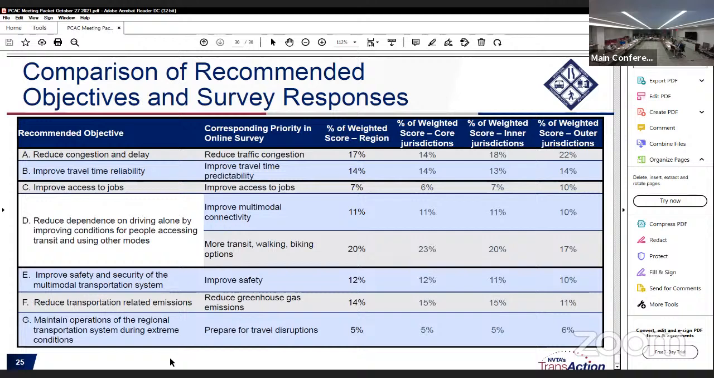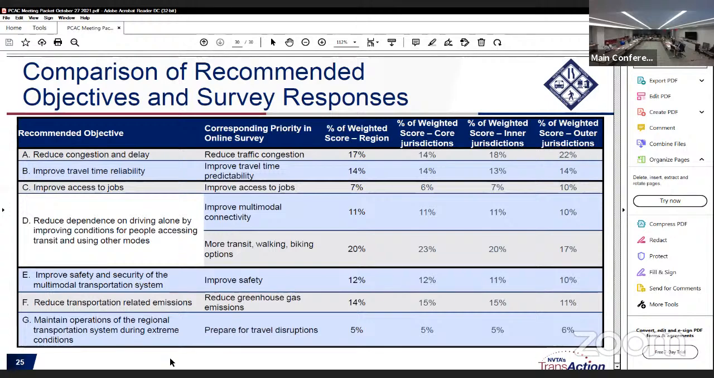We also, just to follow up on that, have "improved multimodal connectivity" as a priority, which was originally added because I thought it was going to be an objective. In the focus groups, there was a lot of confusion about what multimodal connectivity meant. We got a lot of people asking, "What's multimodal?" So in the end, that was not included as one of the recommended objectives.